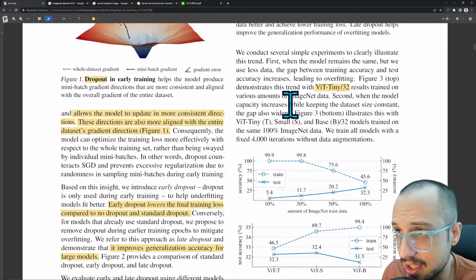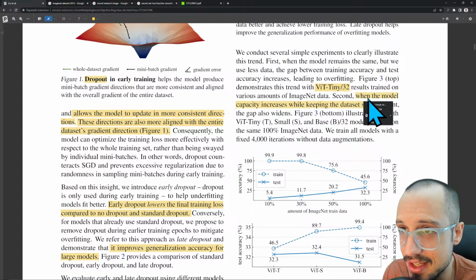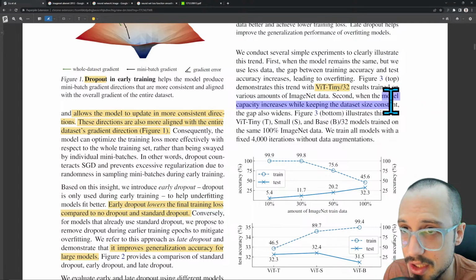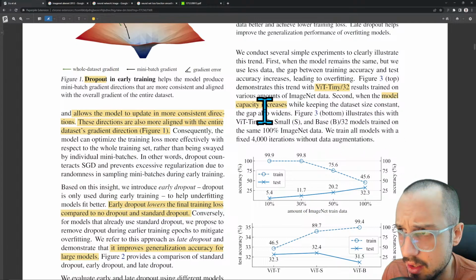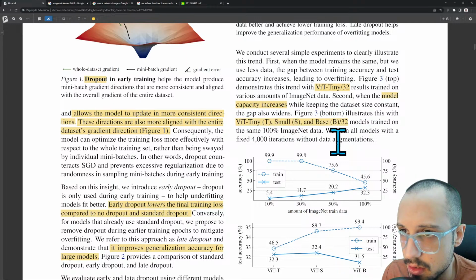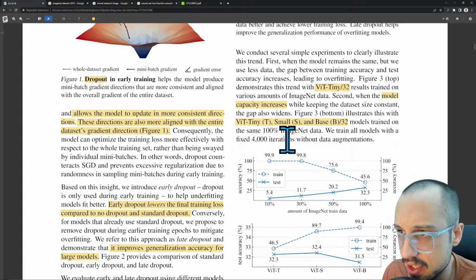Second, when the model capacity increases while keeping the dataset size constant, the gap also widens. So when the model capacity increases, all that means is that the model's getting bigger. Model capacity increases just means bigger model. Figure 3 illustrates this with ViT tiny, small, and base. So these are 3 different sizes of transformers. You have a tiny one, a small one, and then I guess base is bigger than small and tiny. Train all the models with a fixed 4,000 iterations without data augmentations.